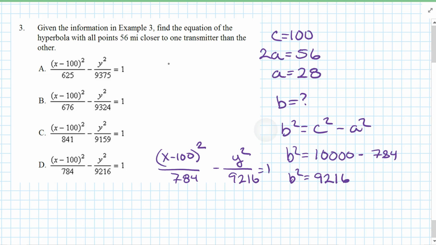Again, we found the center on the problem before, and the center of this one was (100, 0). So 100 is our h value and 0 is our k value. Pretty straightforward on that one. Okay, let's go on to the next part.